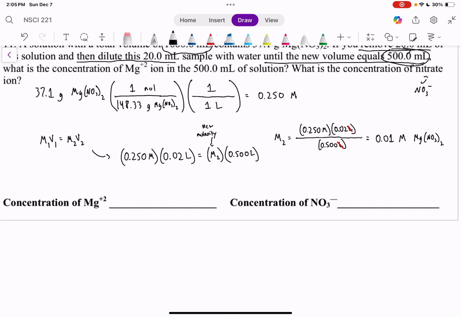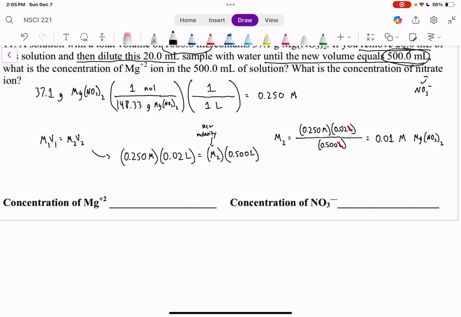Now, what's interesting here is that what they ask for are the concentrations of the individual ion species, right? So if we have 0.01 molar of magnesium nitrate, Mg(NO3)2, that's not our concentrations of magnesium and nitrate. Those are different. So we have to look at the chemical formula of our compound and then determine our concentration from that.